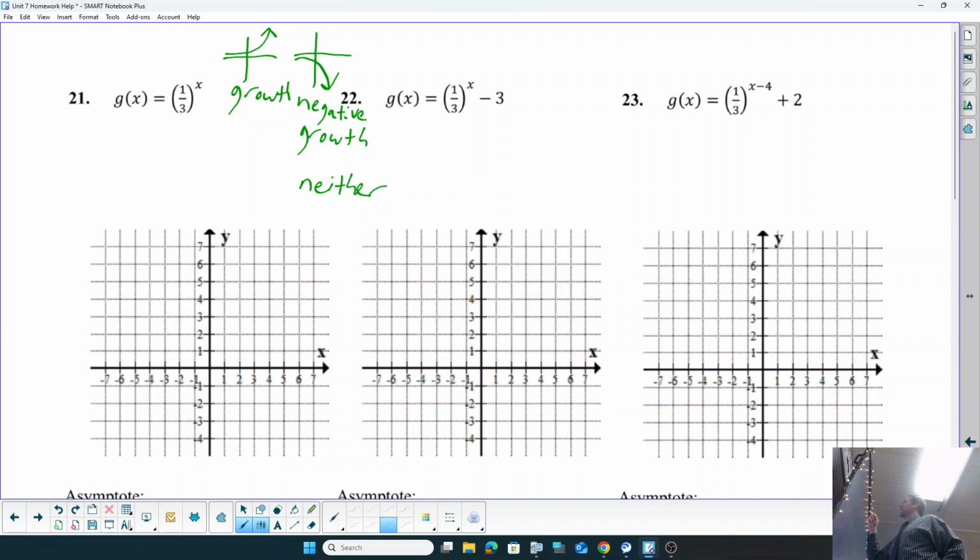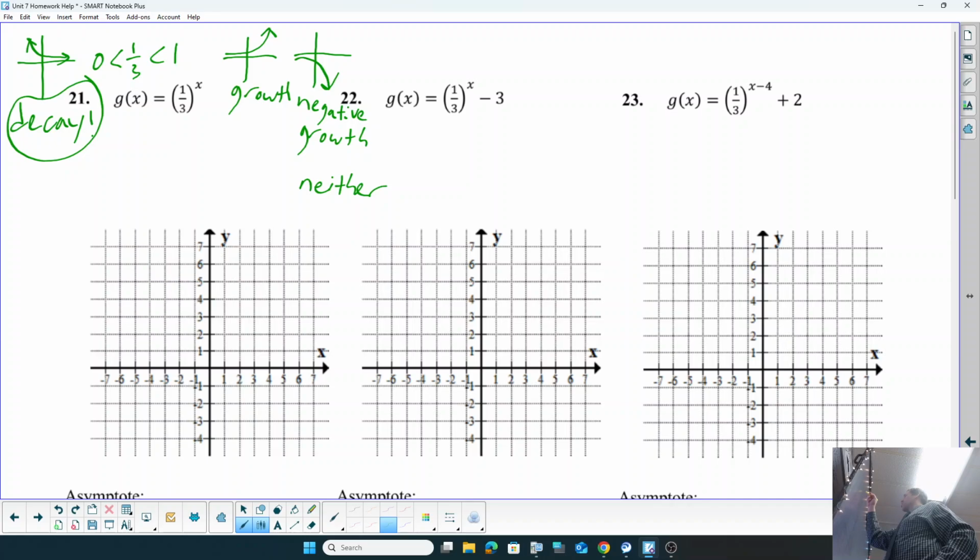And so I'm guessing, because this has a 1/3, and 1/3 is between 0 and 1, this should be decay. And so decay is where you come along like that. If I could draw a little bit better. Yeah, so that's decay. And so this one should be decay.